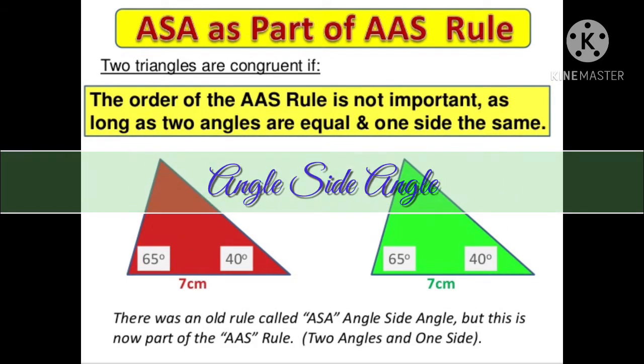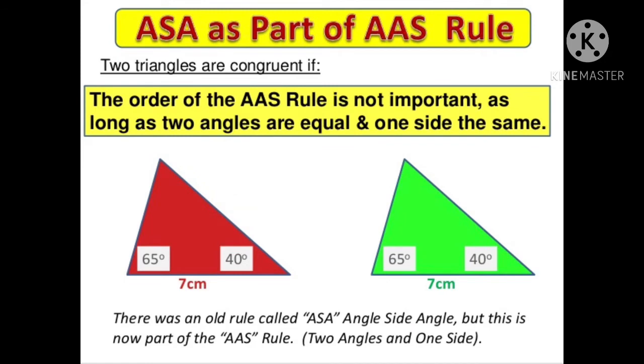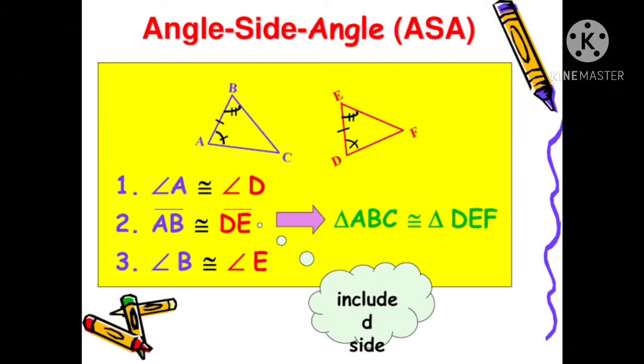Next is the angle side angle rule, as it is a part of the angle angle side rule. The order of the angles is not important, but according to this condition, if two angles and the included side of one triangle are respectively equal to the corresponding two angles and the included side of the other triangle, then the triangles are congruent and vice versa.